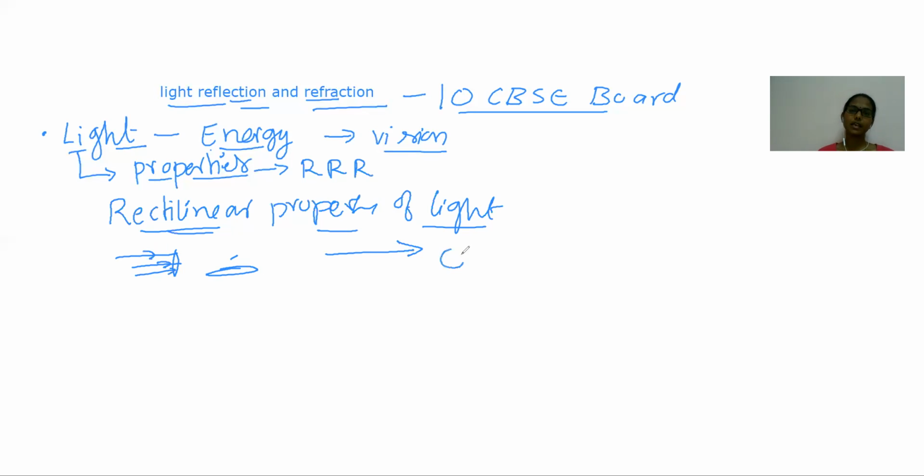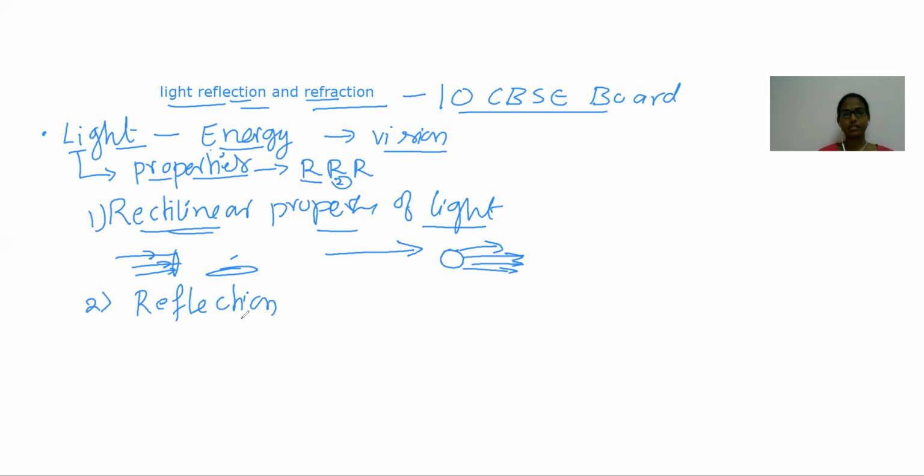Or we can see the sunlight at evening or morning time, a beautiful sunbeam or beam of light coming through. This proves the rectilinear property of light. The first R is the rectilinear property of light. The second R is reflection of light.